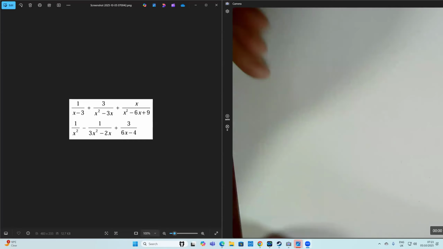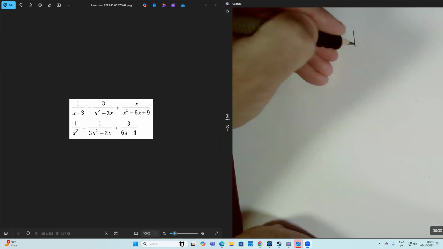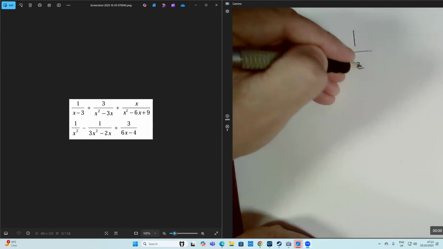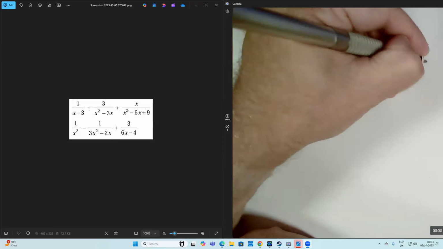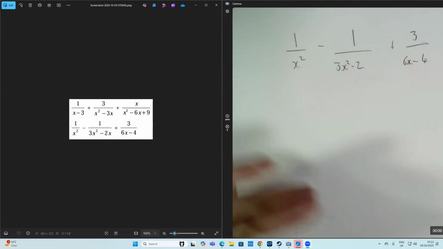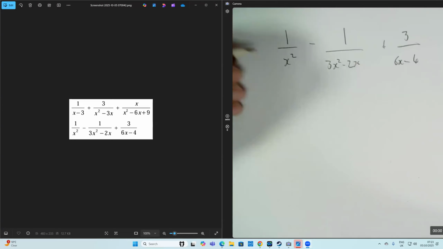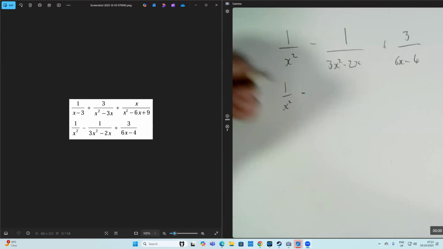So our second one, we've got 1 over x squared minus 1 over 3x squared minus 2x plus 3 over 6x minus 4. Okay, so there we are. Again, we're going to do the same process. This one, we can't really factorize the first term. It's already as it is.